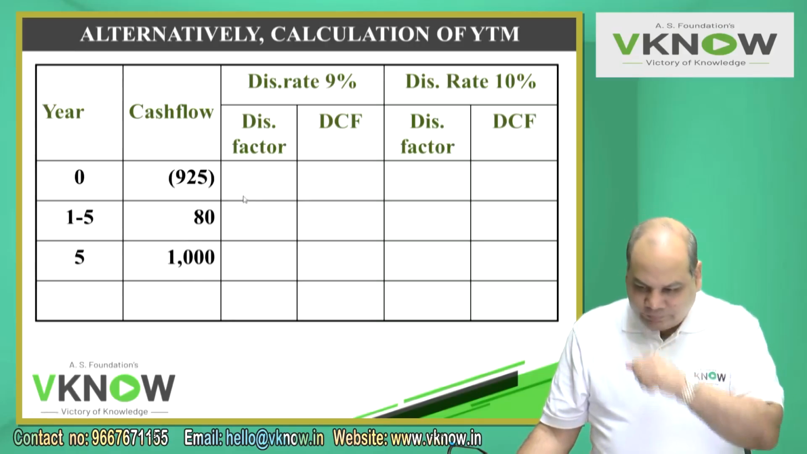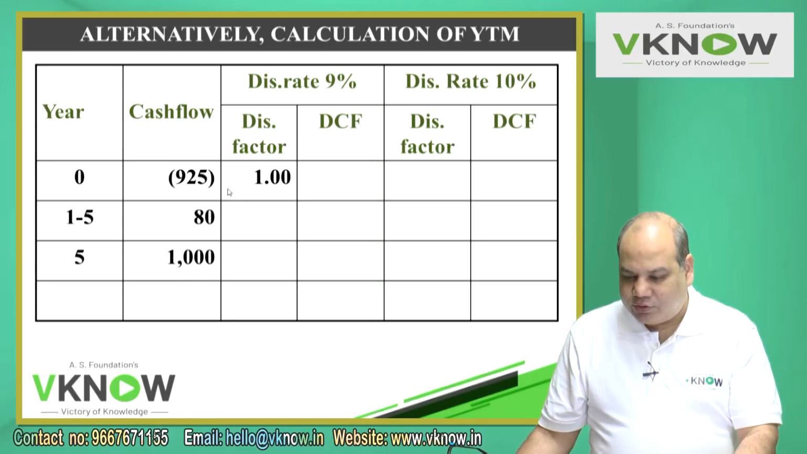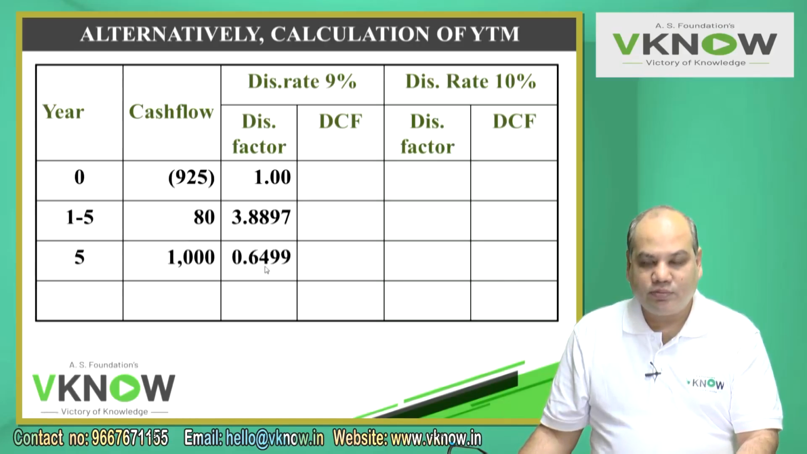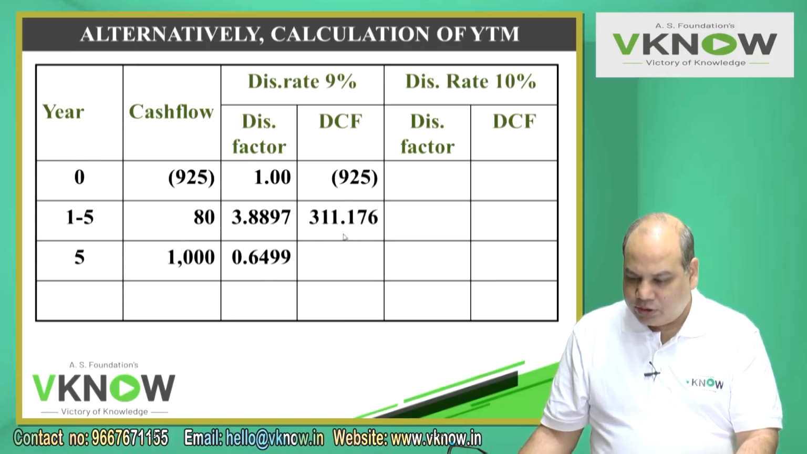Now, the discounting factor at year 0 is always 1, that you know. Now take your calculator: years 1-5 at 9%, annuity factor. So that is 3.8897. Check. And the 5th year factor is 0.6499. Now multiply 925. This is 311.176. Check. And this is 649.90. Now tell me the net total.